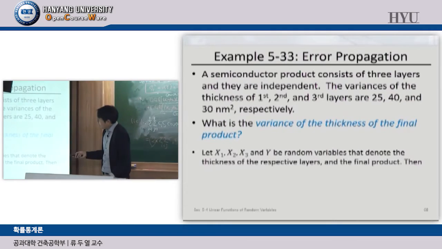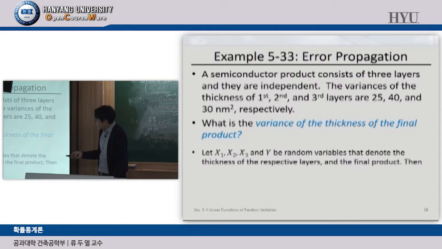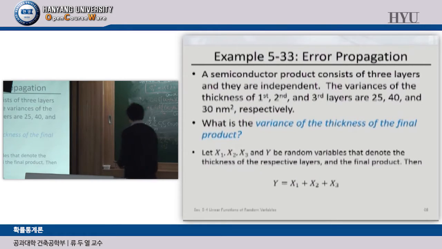In this case, let x1, x2, x3, and y be the random variables that denote the thickness of the respective layers, okay? And y is the final product. Then y is equal to x1 plus x2 plus x3. Okay? This is the relationship between the thickness of these 3 layers and the new random variable y. So the final product is equal to y.